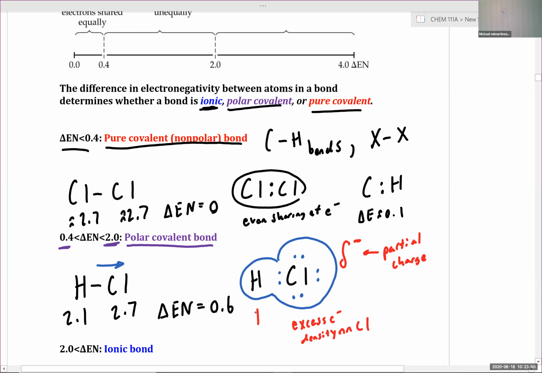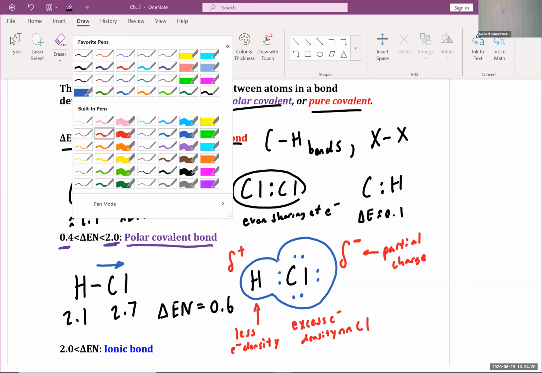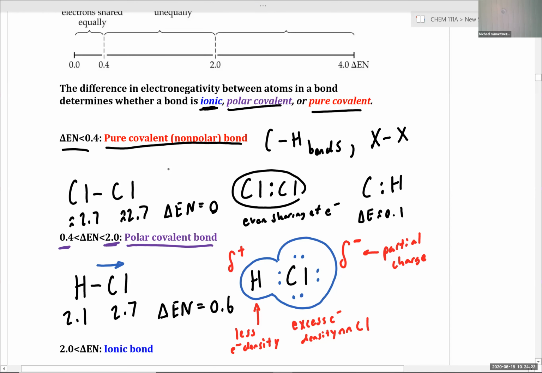What about hydrogen? Does it have more or less electron density than usual? Is hydrogen electron rich or electron deficient in this compound? It has less, yeah. So it has less electron density because chlorine is pulling away some of the electron density that's supposed to be on hydrogen. That in turn gives us a delta plus partial charge. So we can represent this idea where we have a separation of charge, and we call this separation of charge a dipole.